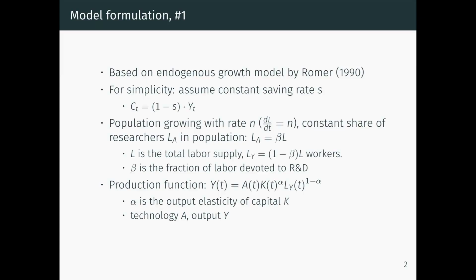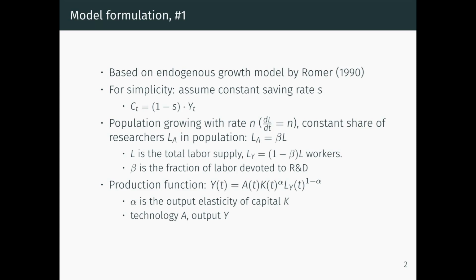And further down, we'll define the production function that we're using. We'll use a simple Cobb-Douglas production function, where A_t is the technology that's currently available at time t. K_t to the power of alpha is the capital stock, and alpha is the output elasticity of capital, and L_Y, the workers, to the power of 1 minus alpha.